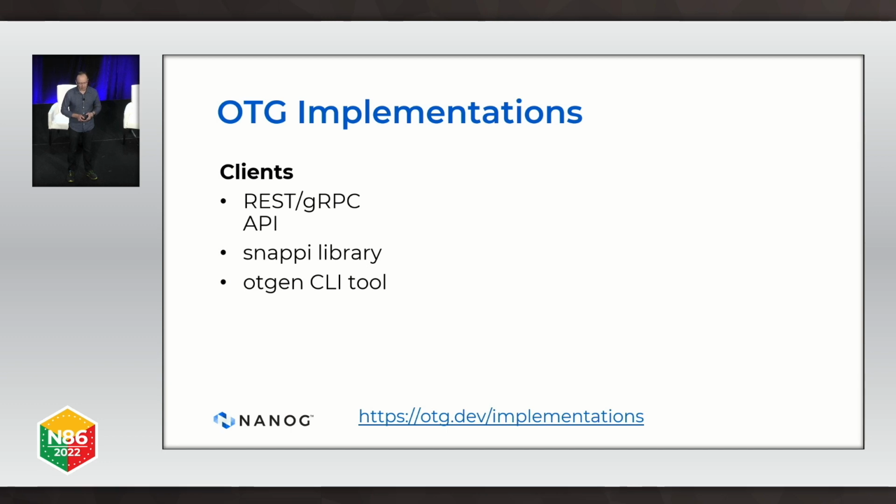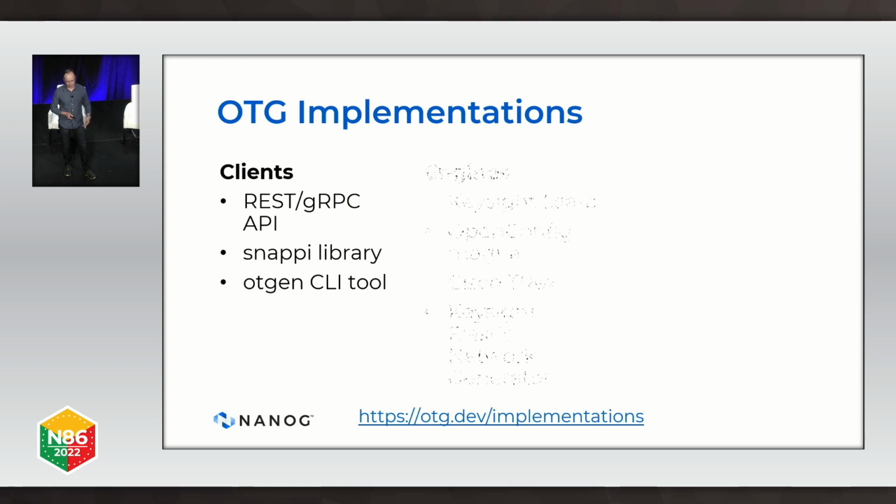And then finally, for those who just need to start somewhere and maybe don't want to go right into developing the test program, like a Python or Go program, there is a CLI tool that I'm going to show in the next few slides how to use. That essentially implements the OTG API in a very easy to use manner. So it's a good entry point.